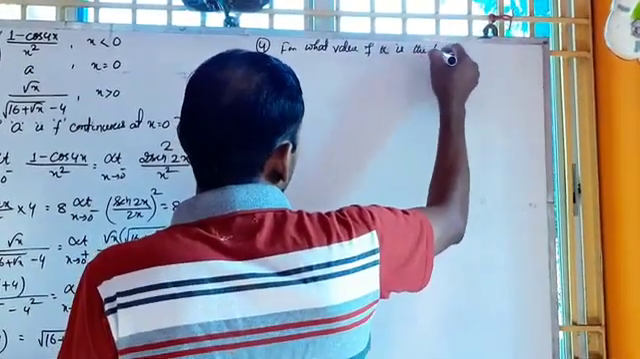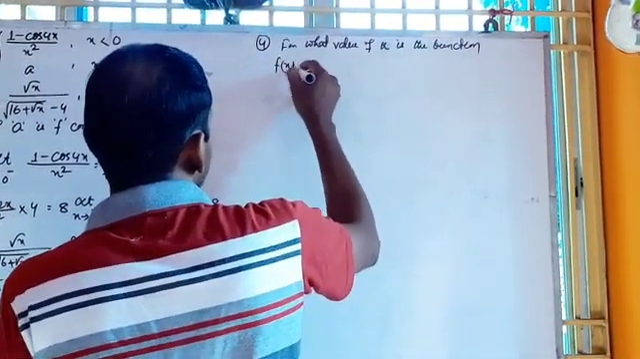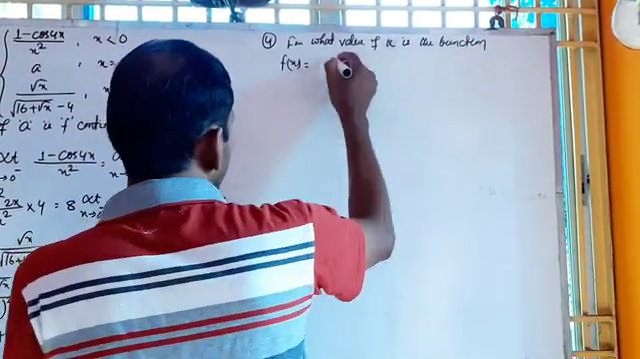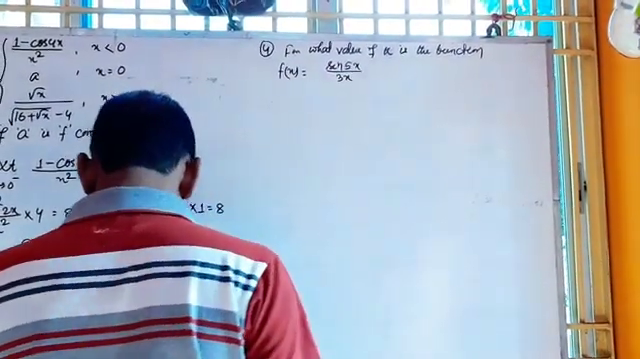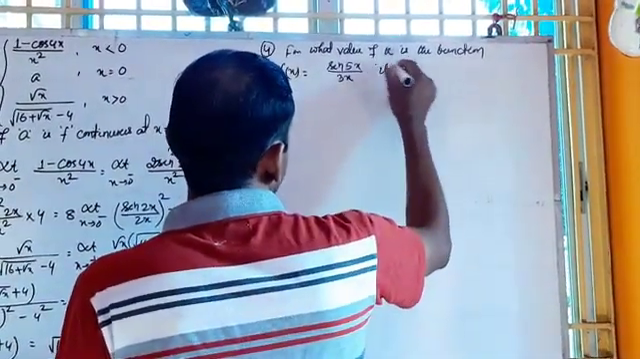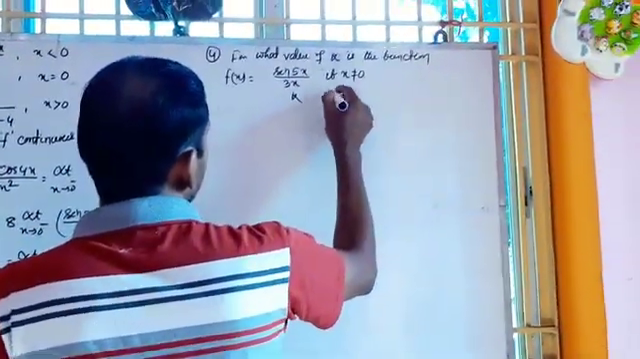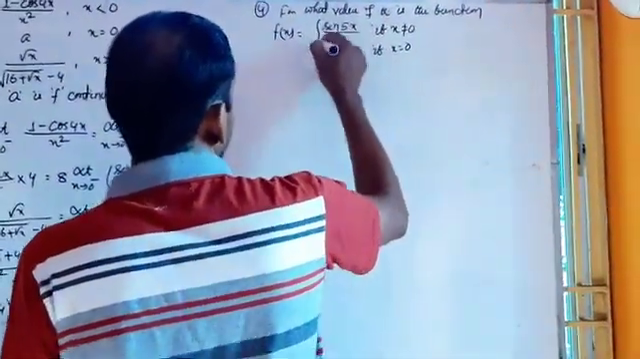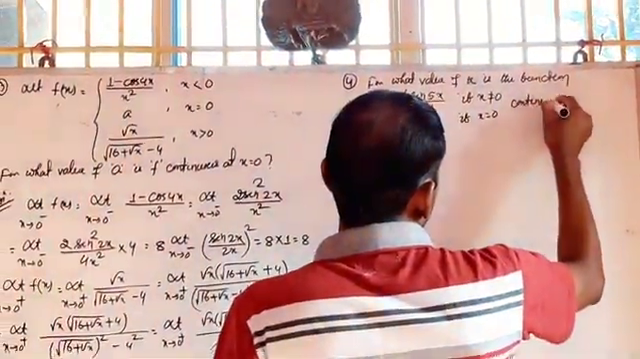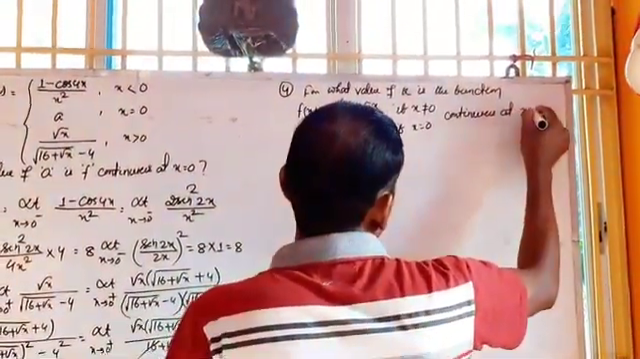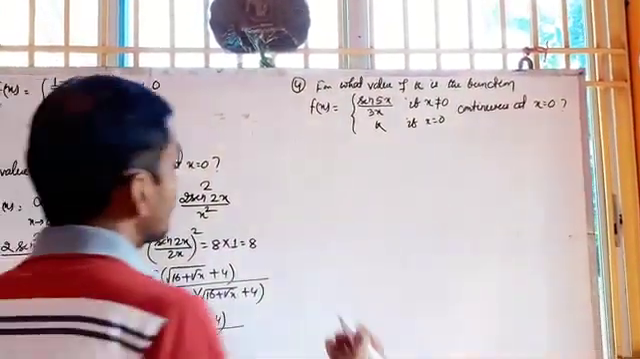Next: the function f of x equal to sin 5x by 3x if x is not equal to 0, and k if x equal to 0, continuous at x equal to 0. So, some types.